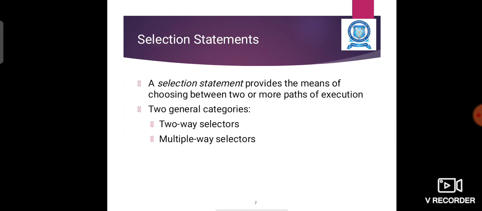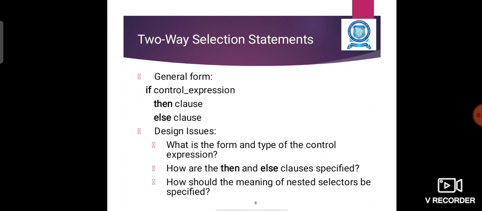A selection statement provides the means of choosing between two or more paths of execution. There are two general categories of selection statements: two-way selector and multiple-way selector. A two-way selector consists of if, one condition as the control expression, then clause, and else clause. The then clause will be the true part. If the condition is true, the then clause will be executed, or if the condition is false, the else clause will be executed.